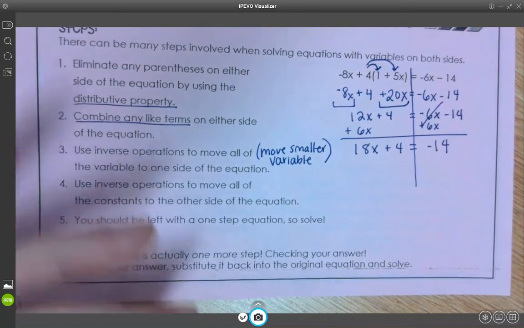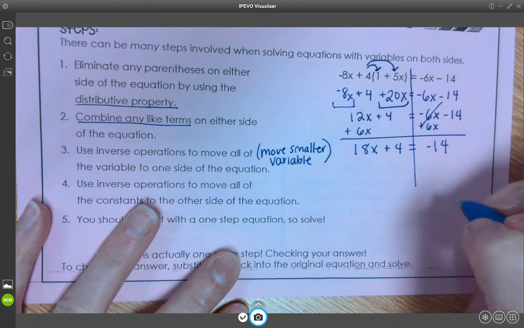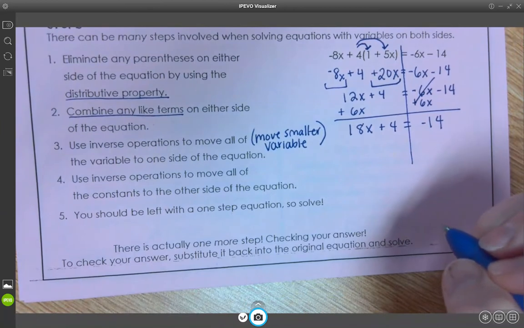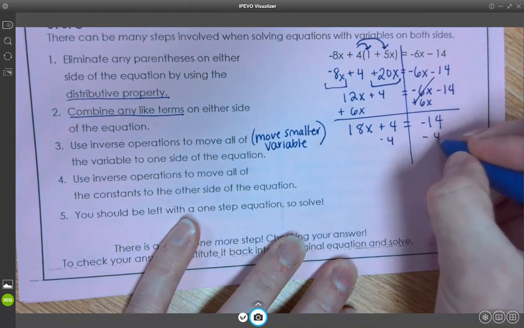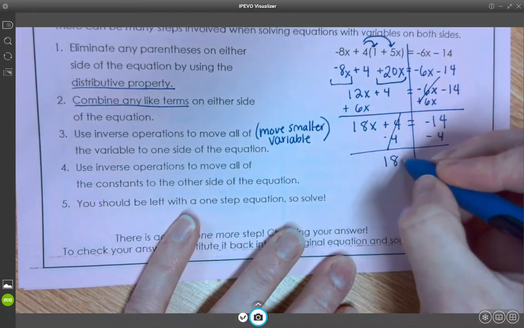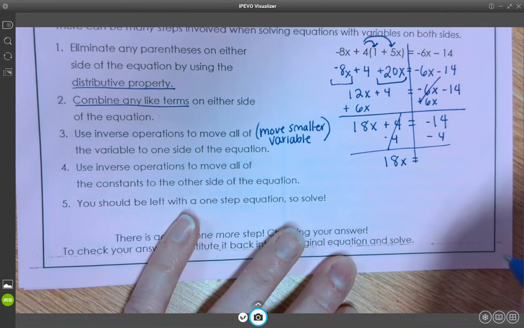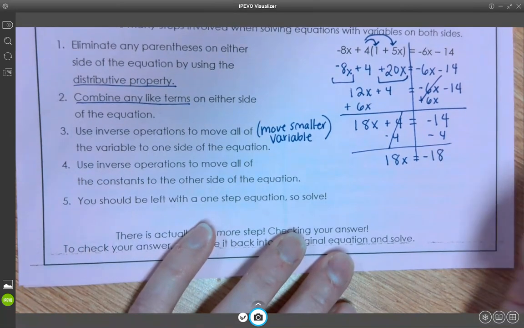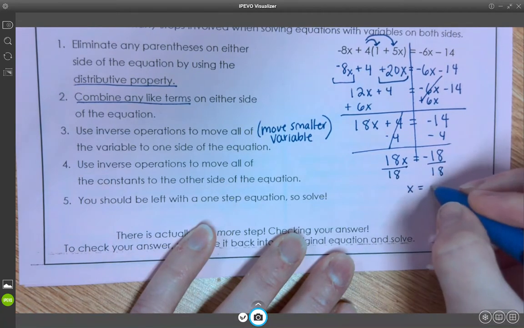And now it's a simple problem like we have been doing. Make sure you're writing all these notes down. So we need to move this plus 4 to the other side by subtracting 4. Negative 14 minus 4 is negative 18. And then divide by negative 18, divide by the number in front of x. x equals negative 1.